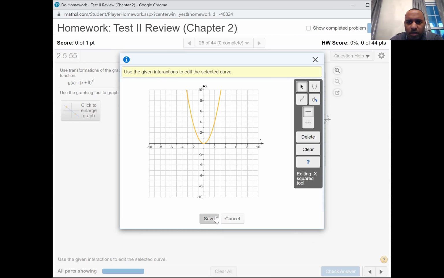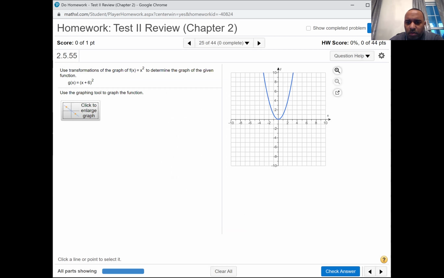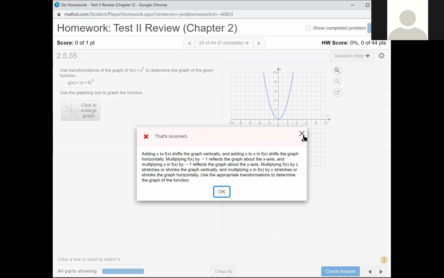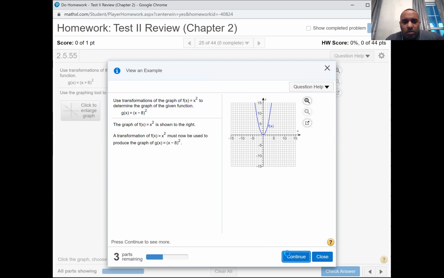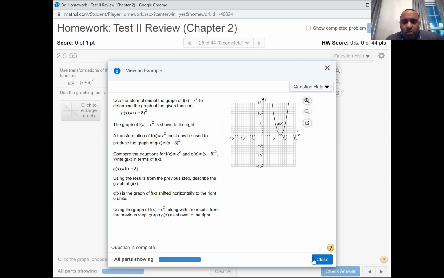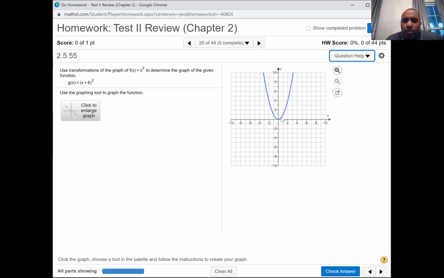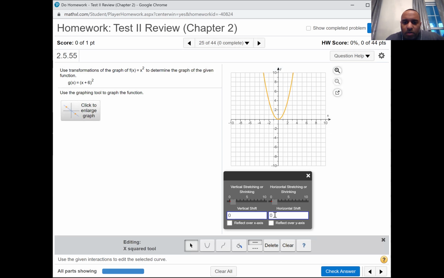Unless, let me see. No, that's not it. Okay. Because they use transformations of a graph to graph. Yeah, because it should be shifting to the right 6, no, to the left 6. Yeah, but it won't let me do it. Can I just shift it or move it? Oh, let's do this. Oh, okay. I guess they were not going to let me do it that way.